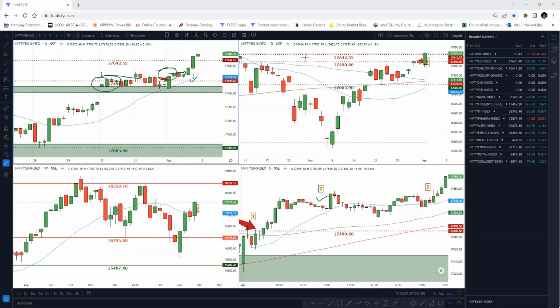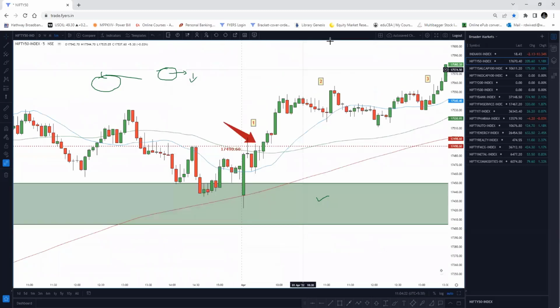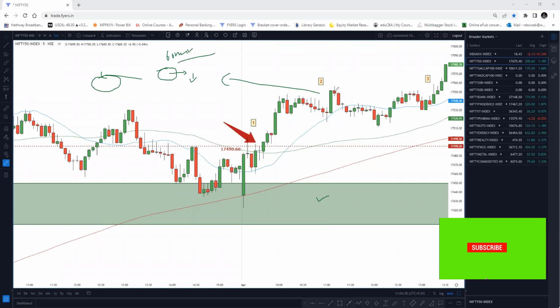Now let's just move on to the 5-minute time frame. So this was the reason that when this breakout bar formed, we have the resistance to the left in the 60-minute time frame, and because of which, this bar did not perform or give us an entry point here.